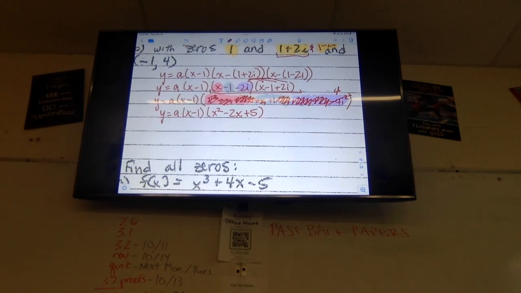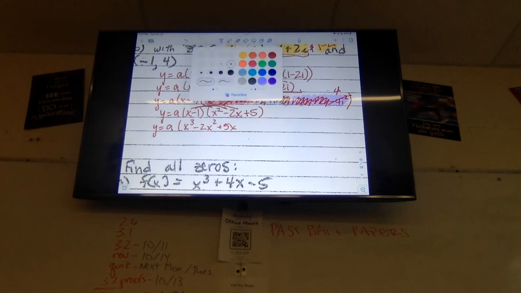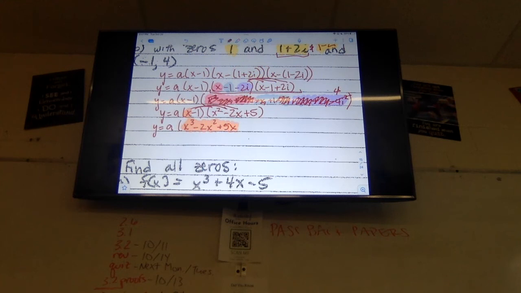That being said, we got to multiply this quadratic times x minus 1. So I'm going to do the exact same thing again. I'm going to distribute x to all of those pieces and negative 1 to all of those pieces and see what we get. This time, I am going to get rid of that x minus 1 because I'm multiplying it out. So I get x to the third minus 2x squared plus 5x. And then now negative 1 times all of that, so negative x squared plus 2x minus 5.